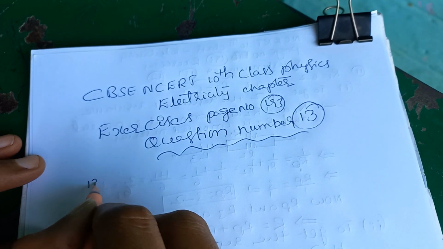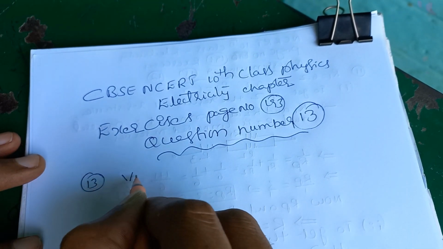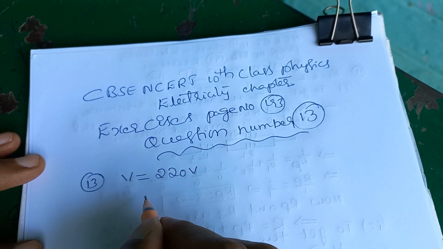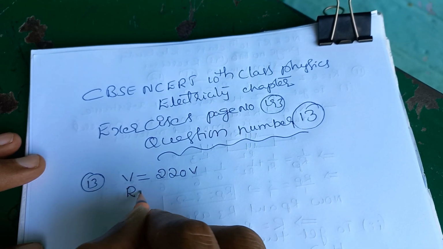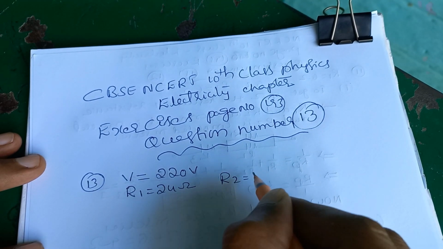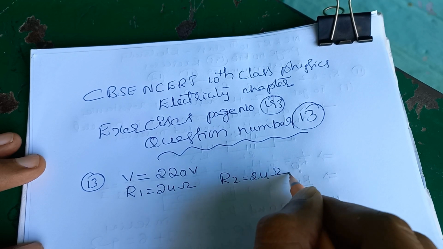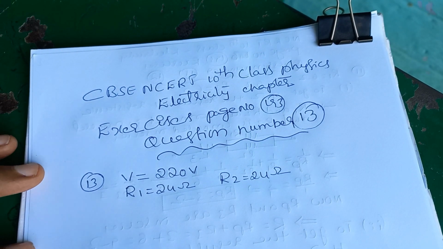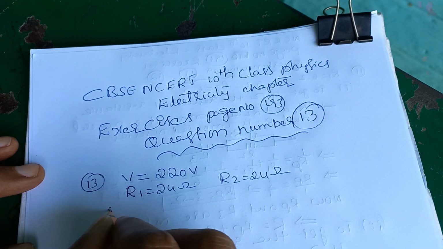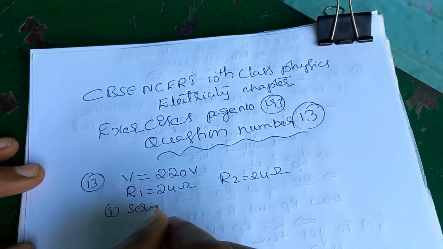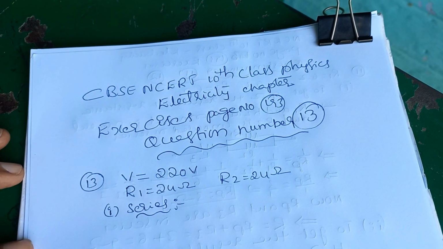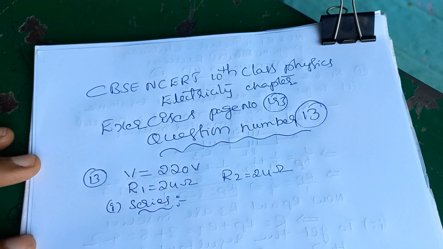Question number 13. Voltage is given, that is 220 volts, and two resistors are given. R1 is 24 ohms, R2 is 24 ohms. Two resistors are given. One time they are connected in series, another time connected in parallel. So in series, what is the current used by this hot plate?